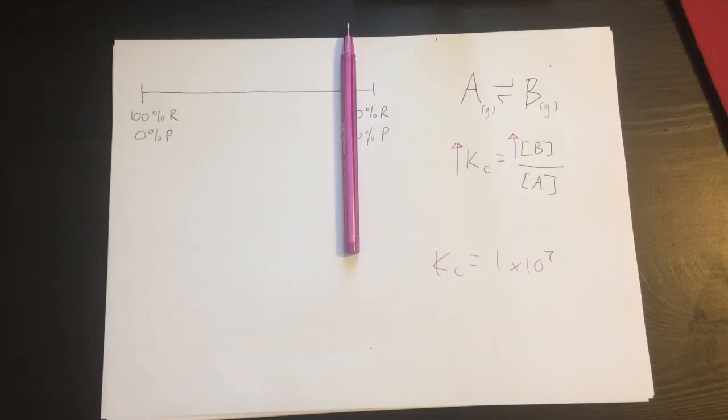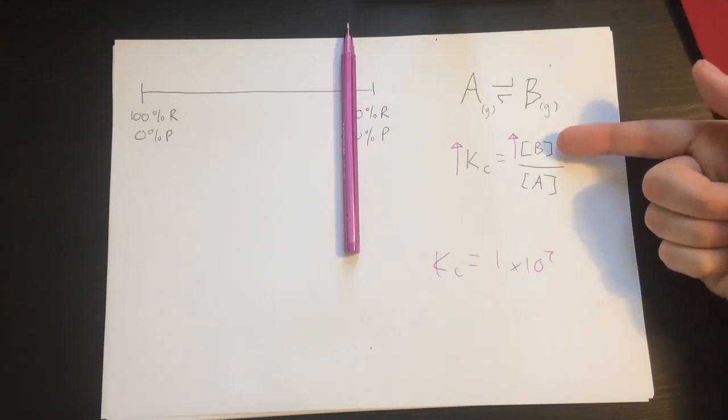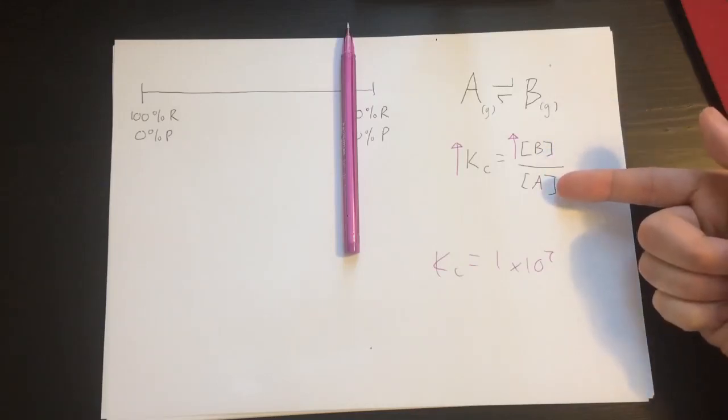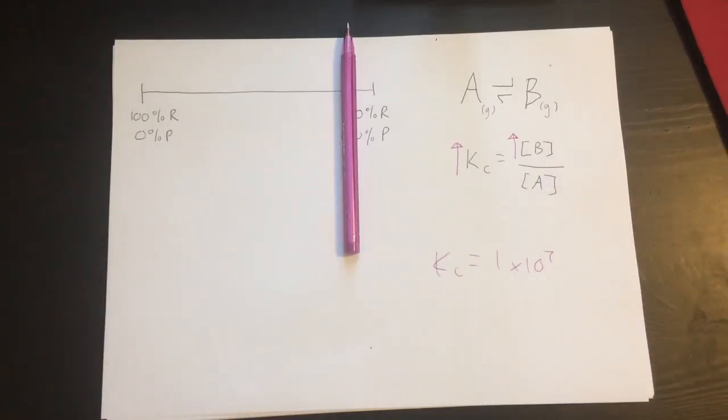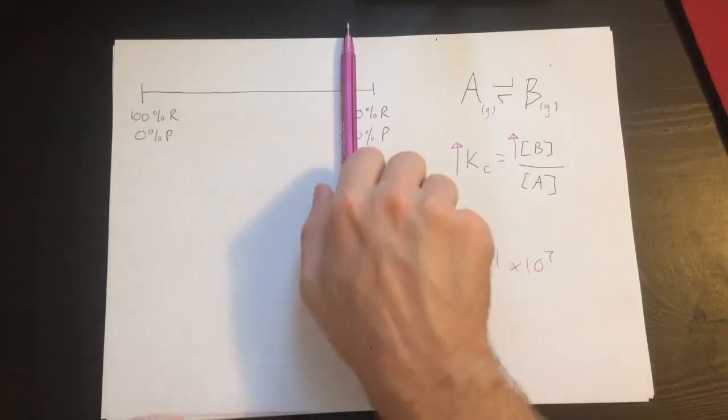So when Kc is much greater than 1, that tells us the position of equilibrium lies to the right. It essentially means that at equilibrium your concentration of products is greater than your concentration of reactants. But that is what the position of equilibrium lying to the right means.